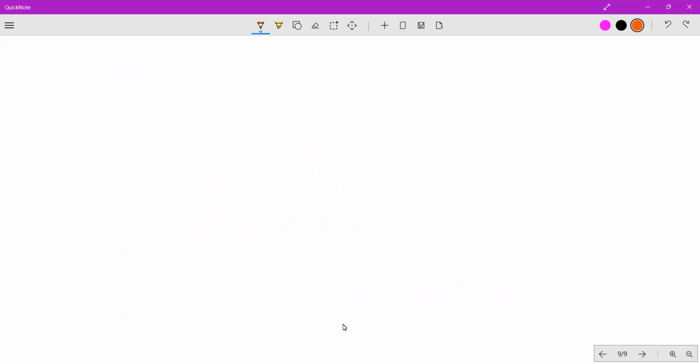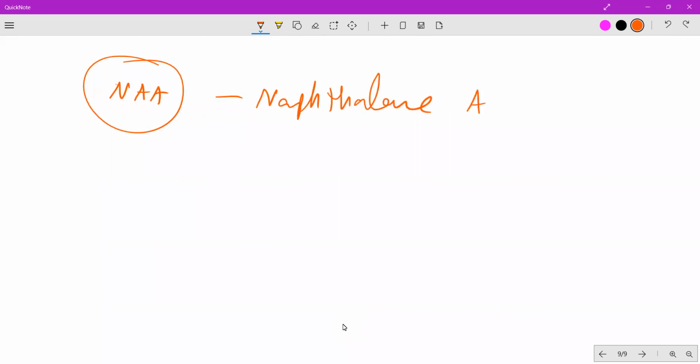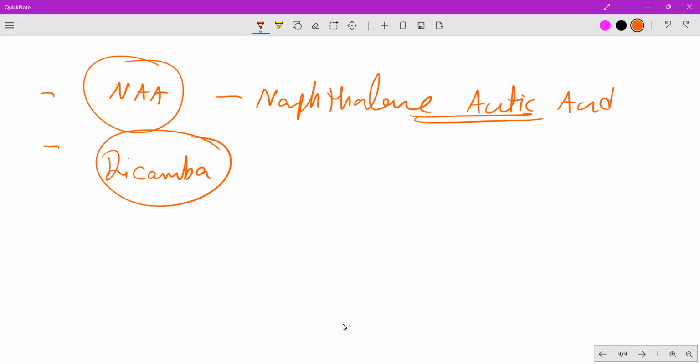And then we have another synthetic auxin, again very common, NAA. NAA is naphthalene acetic acid. This is also a synthetic auxin, NAA. Then we have the other one, dicamba. Dicamba is also a synthetic auxin.